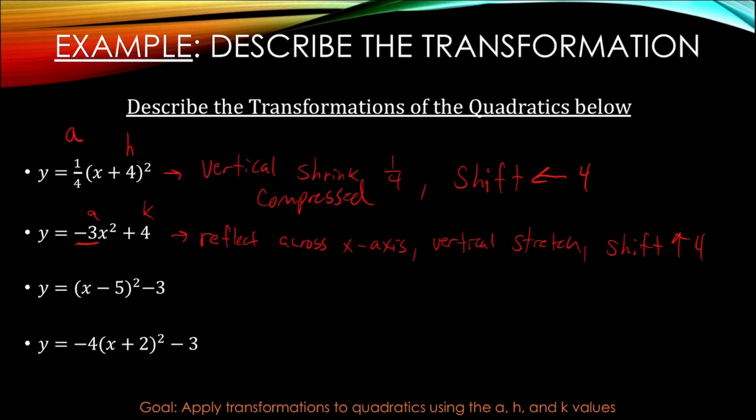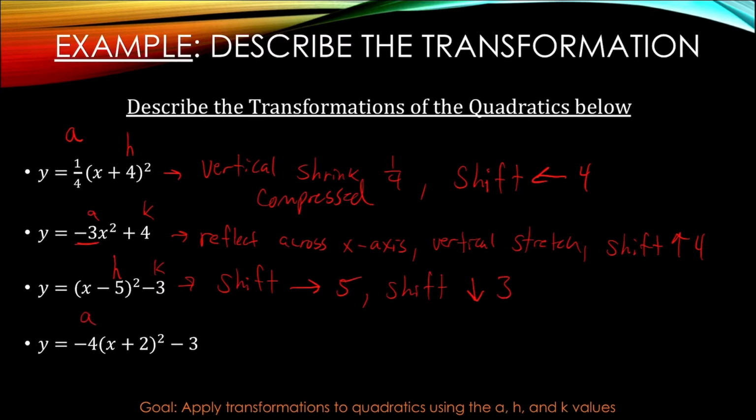Alright, let's look at this next one. I have an H and I have a K. So my H is going to shift. It says -5. I want to go left, but I never trust my X. So I go to the right by 5. And then my K value -3 is going to be a shift downward by 3.